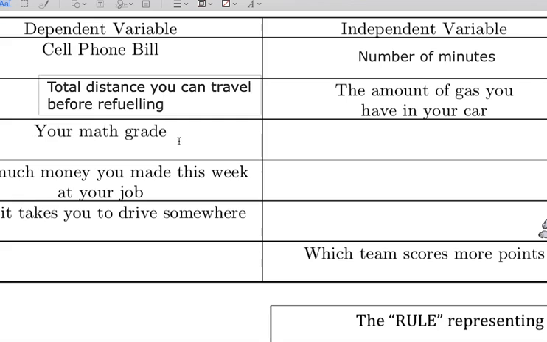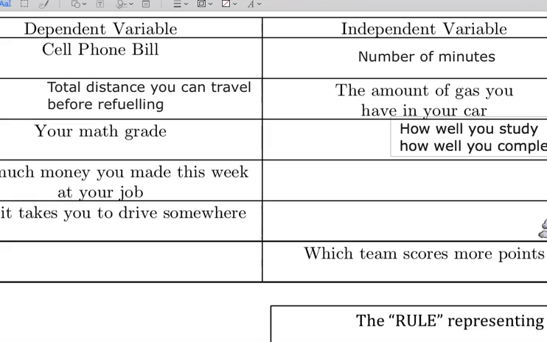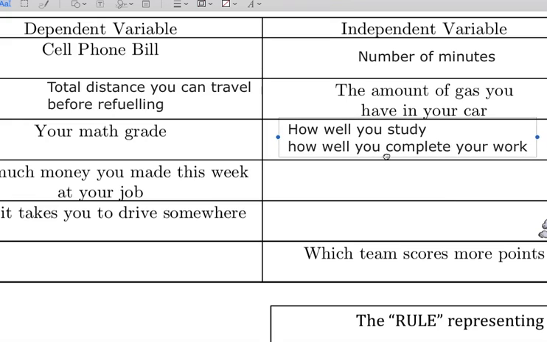Let's look at this. Your math grade, that's something that can change, right? Your math grade is going to depend on other stuff that happens. What is the other stuff that decides your math grade? There's actually a few relations that could make sense here. Some of you might have different answers than the one I'm going to suggest, but I would suggest that your math grade is going to depend on how well you study, how well you complete your work, right? There's a number of other variables you could imagine, but these things decide your math grade, right?